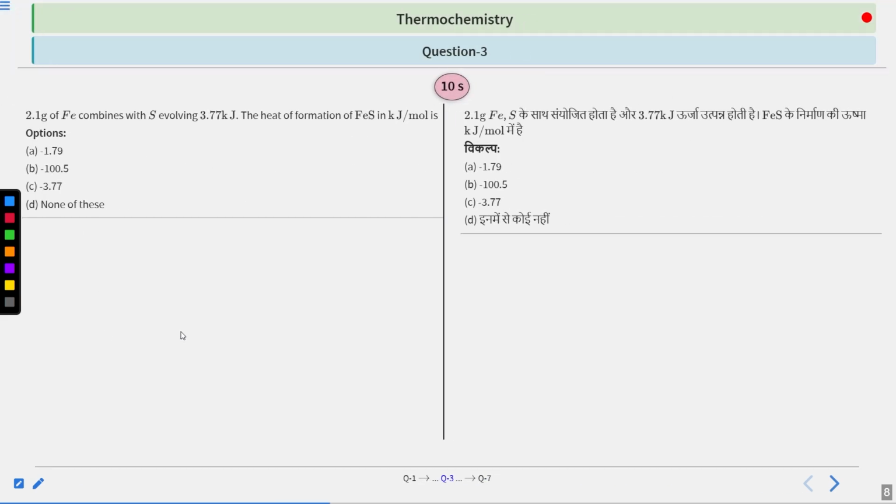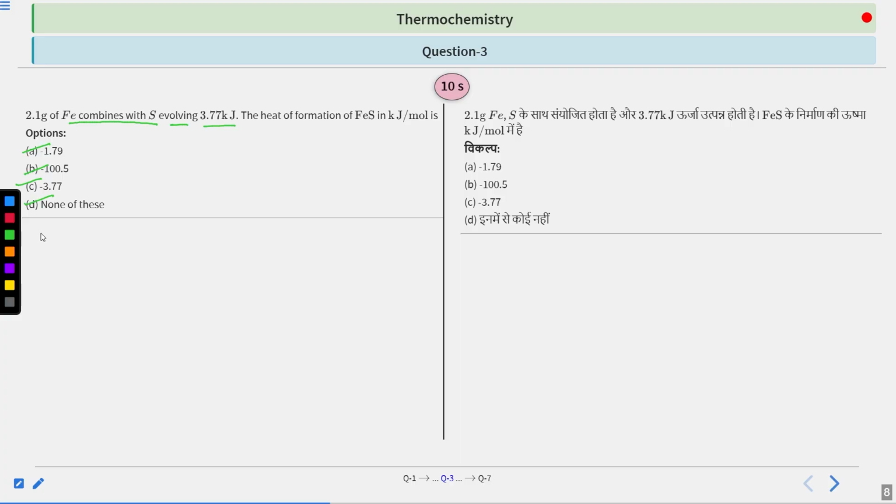Question number 3. In question number 3, 21 gram of Fe combined with S evolves 3.77 kilojoule. The heat of formation of FeS in kilojoule per mole is, your options are A 1.79, B minus 100.5, C minus 3.77, and D none of these. The hint for this question is that 2.1 gram of Fe combined with S forms 3.77 kilojoule, and the heat of formation for FeS is to be found. Very easy question.